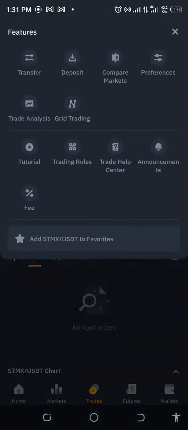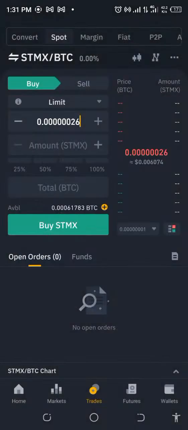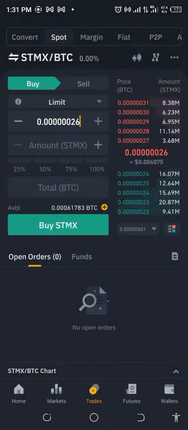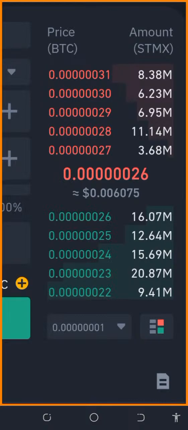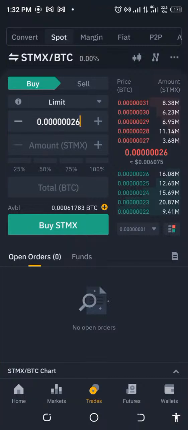So I'm going to go straight to using STMX BTC. And before I do anything, let's take a look at this market price. The market price is 0.000026. Now I'm going to still sell by limit, okay? But this time around, I want to buy by limit.